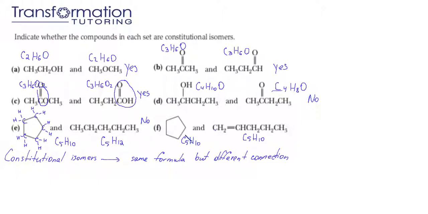Now, do they have the same connection? Well, on the left side we have a ring, and on the right side we have a double bond. Definitely the connection is not the same, and therefore these are constitutional isomers.